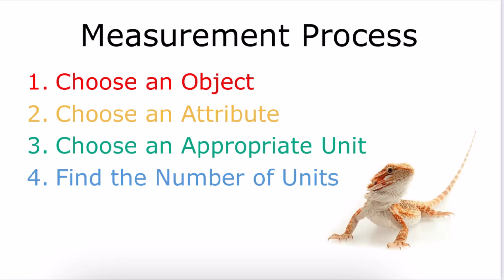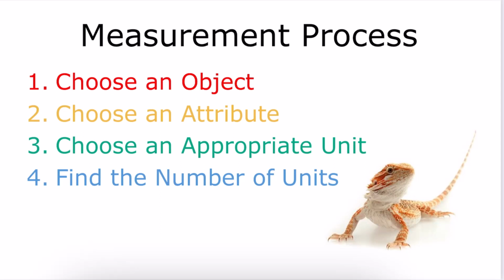Based on the attribute you choose, you then choose an appropriate unit. If you were measuring the weight of the lizard, you would want to use pounds or ounces. Probably ounces would be better unless you have a really big lizard as your pet. But you would choose a unit that's related to weight. If you were going to measure the length of the lizard, you'd probably want to choose inches or centimeters because those are length units. If you wanted to measure the temperature of the lizard, you'd use Fahrenheit or Celsius, or technically you could use Kelvin too, but usually Fahrenheit or Celsius are the best ways to measure temperature.